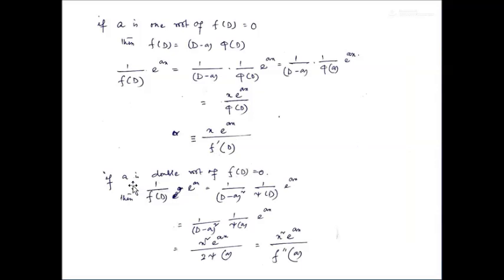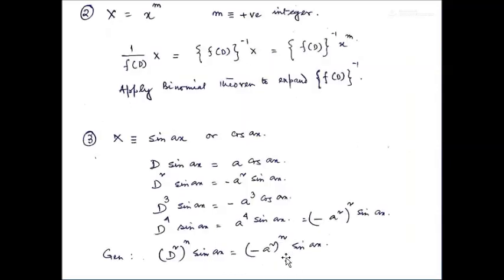Now if a is a double root of f(D), then this will be x square e to the power ax over f double prime(a). In the similar form, put (D minus a) square here, so this will be psi(D). Psi(D) must be the double derivative of f prime(D) or f(D). Then this equation will be this.